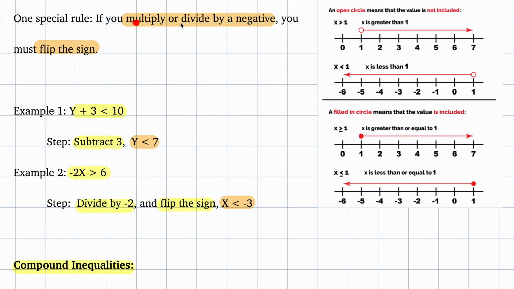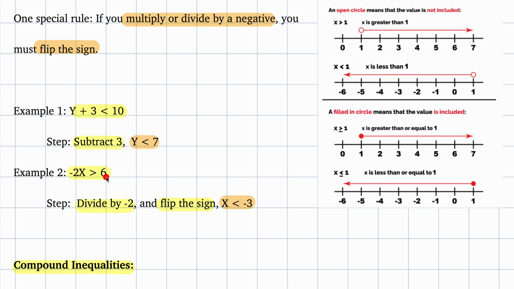One special rule: if you multiply or divide by a negative, you must flip the sign. Let's see this. y plus 3 is less than 10. Subtract 3, we get y less than 7, which is the solution.